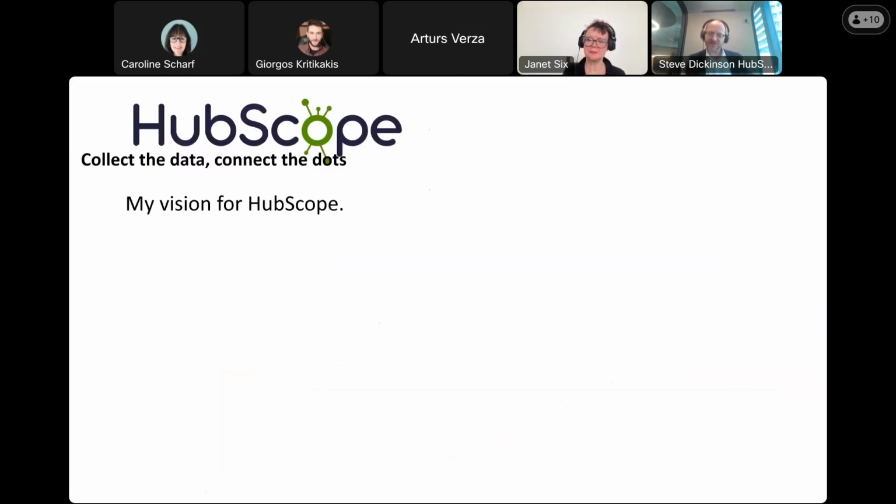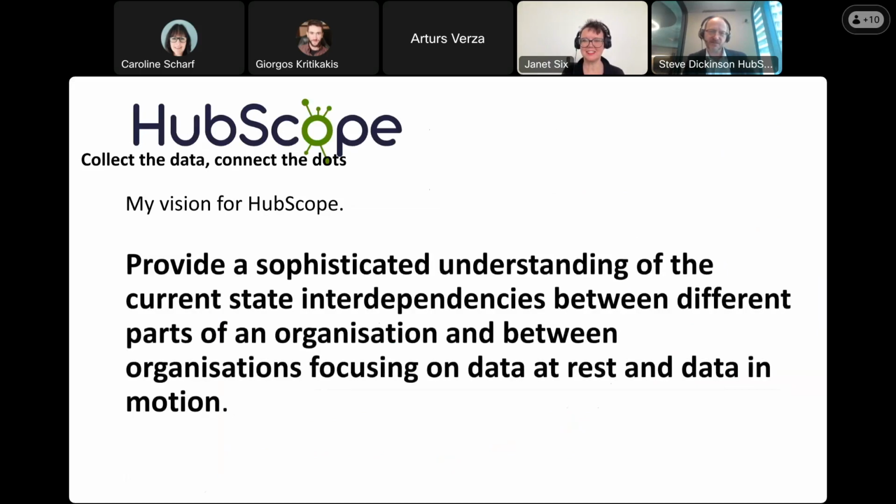So I was trying to summarize today my vision for HubScope, which I've tried to summarize as, well, essentially providing a sophisticated understanding of the current state and dependencies between different parts of an organization and between organizations, focusing on data at rest and data in motion. And the data is very important, because if the data didn't exist, you wouldn't be able to draw the visualizations. There are some lessons learned from some of the approaches I've had so far, and we're readjusting the roadmap, which I'll come on to.